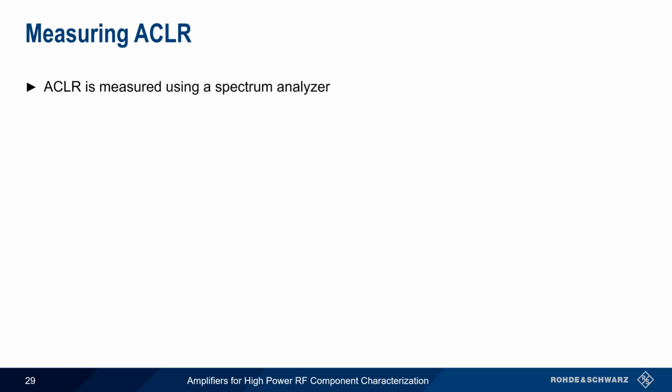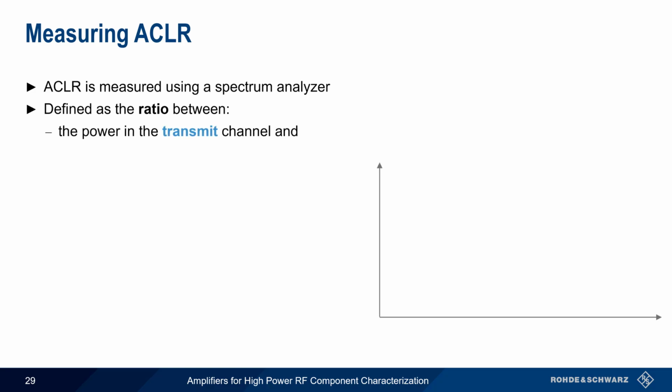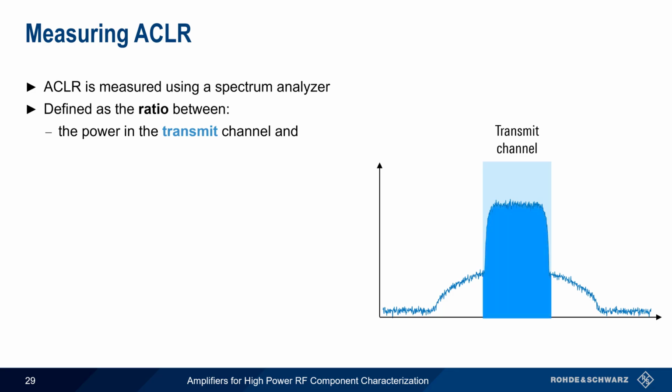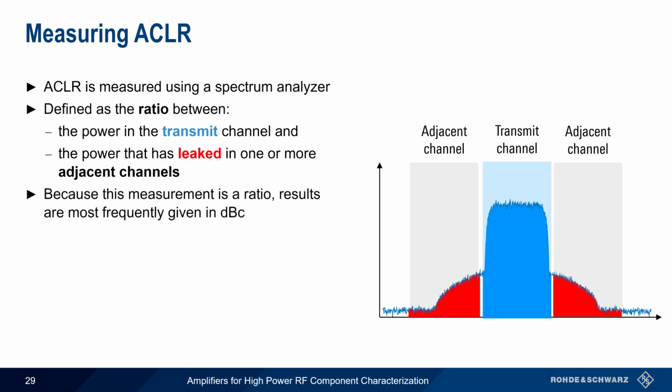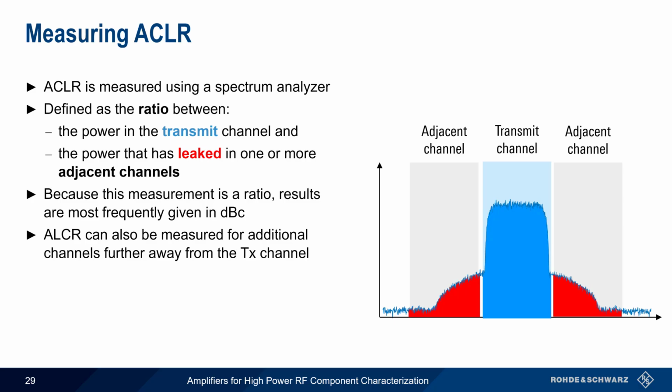ACLR is measured using a spectrum analyzer, and, as the name implies, ACLR is a ratio. It's computed by comparing the power in the transmit signal channel to the amount of power that leaks into one or more adjacent channels. This is found by summing up or integrating the power in each channel, and the difference between these powers is ACLR. Since ACLR is a ratio, ACLR results are normally expressed in dBc, or dB down from the carrier, and therefore will always be negative. Although we're only showing 3 channels here, note that ACLR can also be computed for power that leaks even past the adjacent channels into so-called alternate channels that lie even further away from the transmit channel.